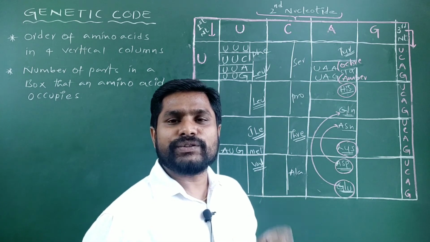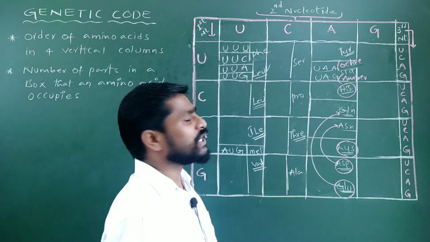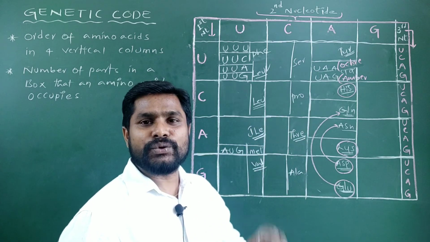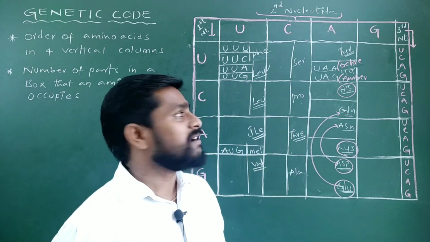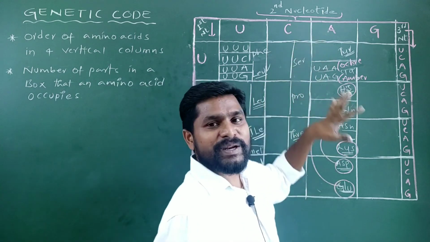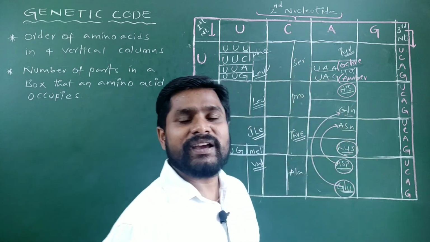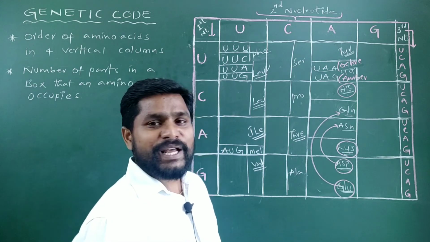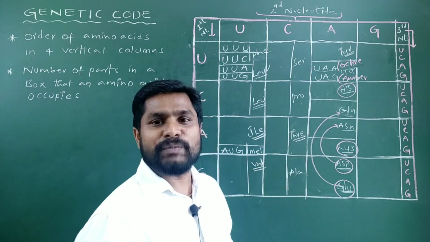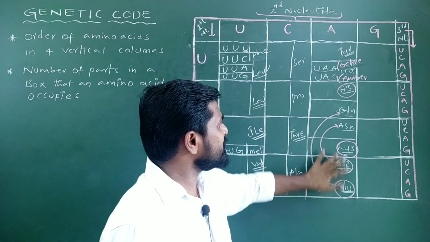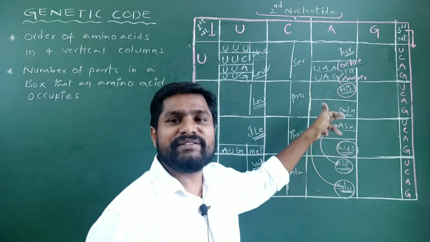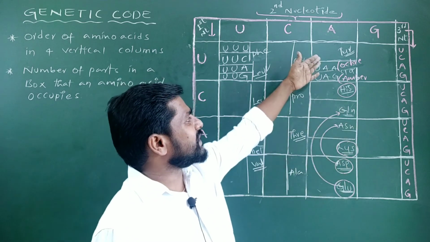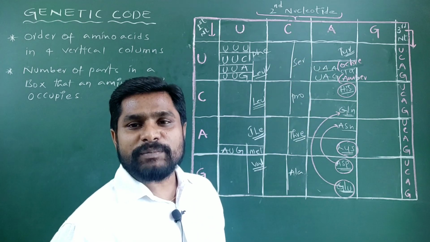Finally, you can observe 2 points in this third vertical column. Each box is separated into 50-50. The first half is occupied by one amino acid, the second half is occupied by another amino acid. And the second point is that the amino acids present here are mostly the acidic amino acids, basic amino acids and the derivatives of acidic amino acids, except the tyrosine and stop codons.